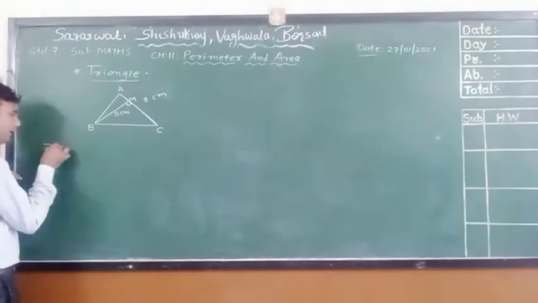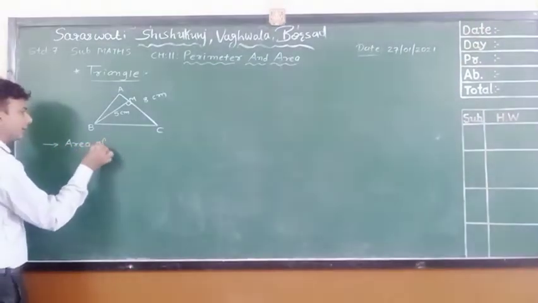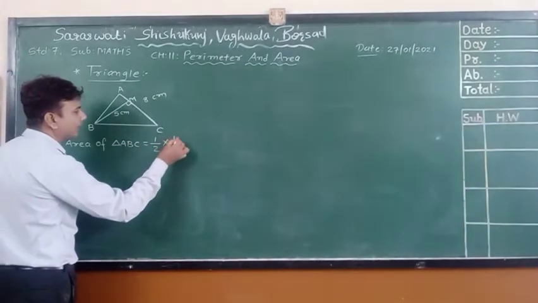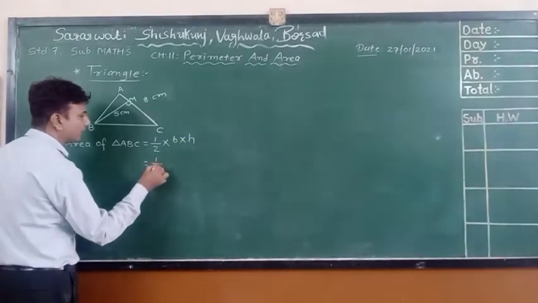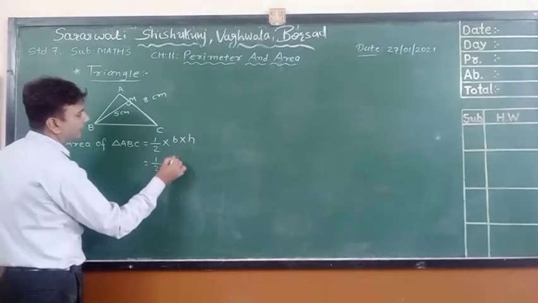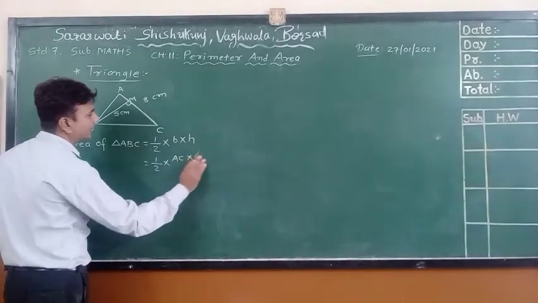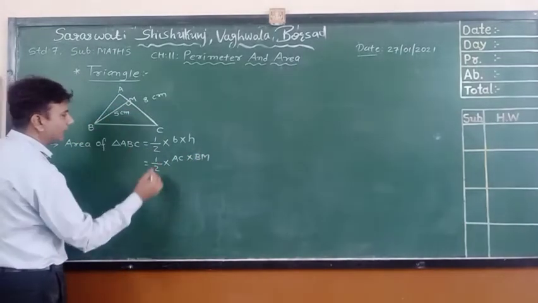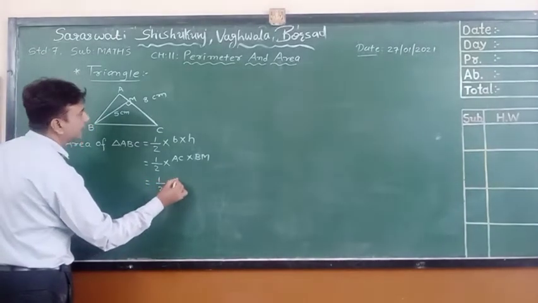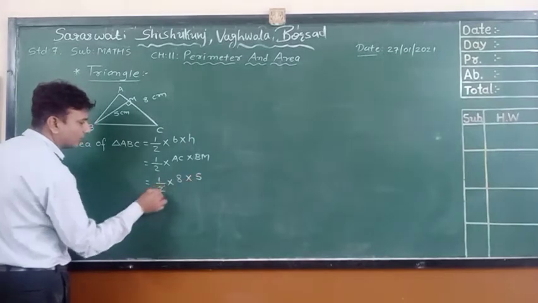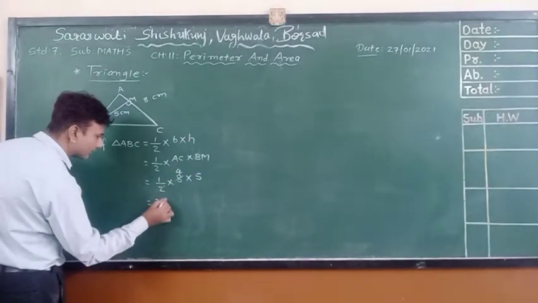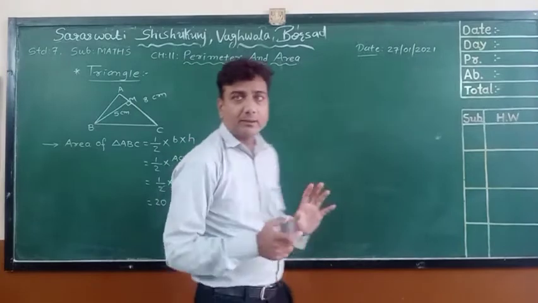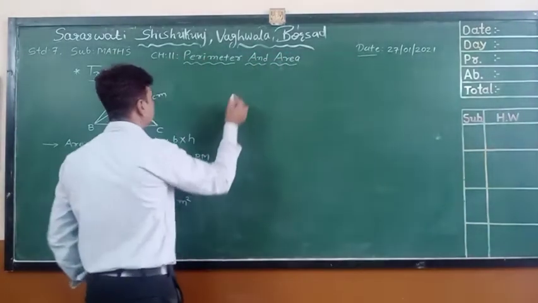See, area of triangle ABC equals 1/2 base into height, where base is AC and height is BM. Put in 1/2, AC value is 8 and BM value is 5. 2 into 4 is 8, 5 into 4 is 20 cm². Now you understood how we can find its area? Very easy.